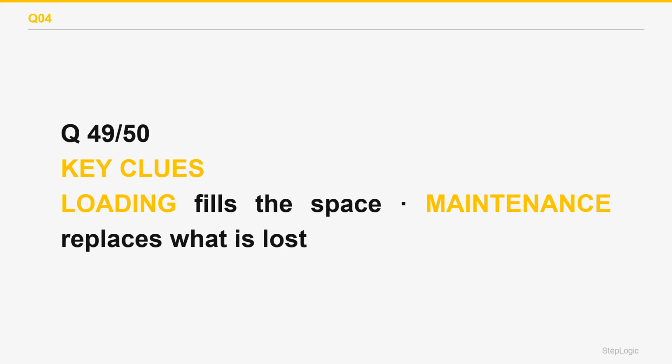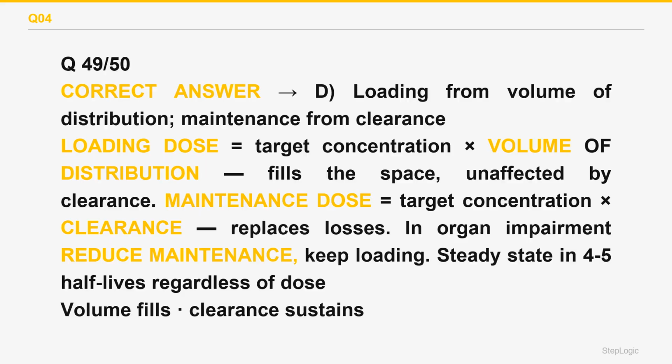A loading dose fills the body's apparent space to reach the target concentration at once, so it is the target concentration multiplied by the volume of distribution, and it does not depend on how fast the drug is eliminated. A maintenance dose replaces what is being removed per unit time, so it is the target concentration multiplied by clearance. The consequences are practical. In renal or hepatic impairment, clearance falls, so the maintenance dose must be reduced while the loading dose is unchanged. Choice A inverts both. The correct answer is D.